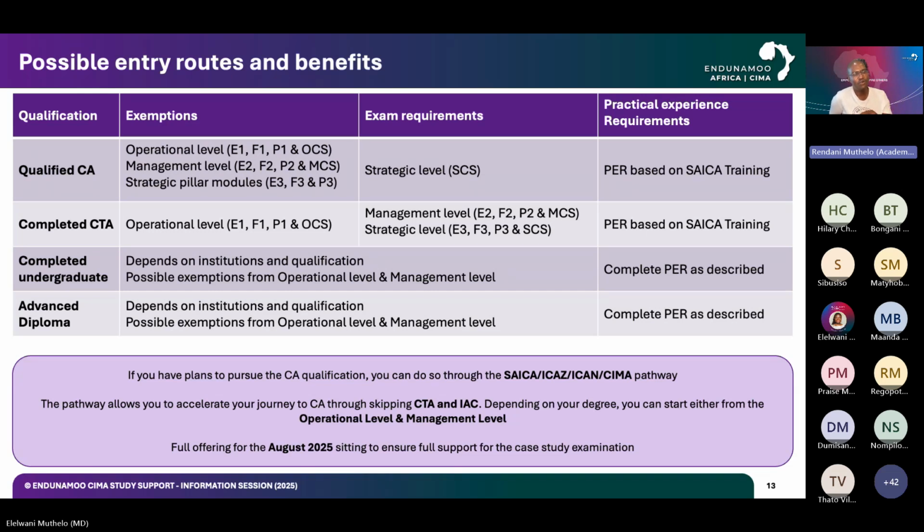Because if you register now, it will be hanging, and it will use your CTA for now. It will use your CTA and say these are your preliminary exemptions. And as a result, it will allow you to only add the pillar modules E2, F2, and P2. It won't allow you to add the case study. So after you've gone through the exemption process, that's when they will update your profile, and your profile will then say exempted for management and so on. And once you have that update in your profile, you can add the exam.